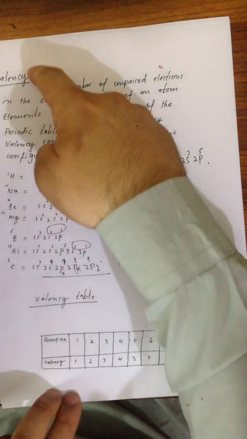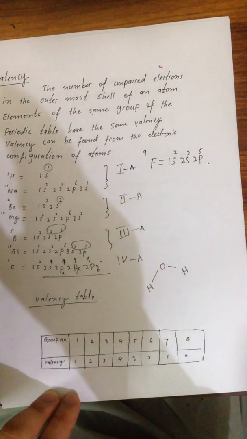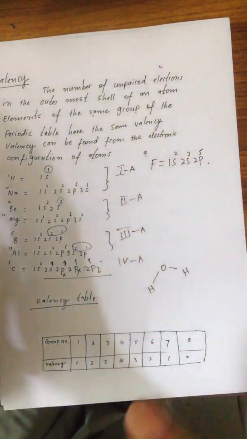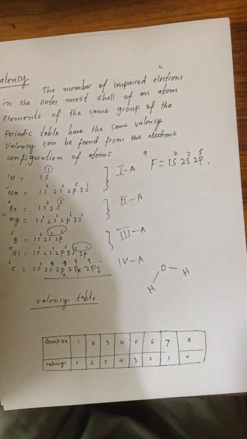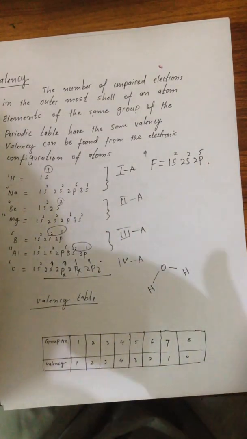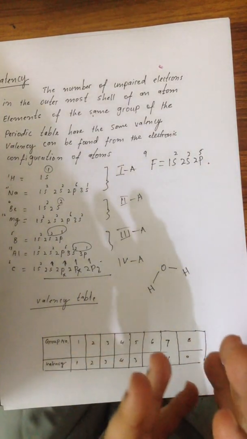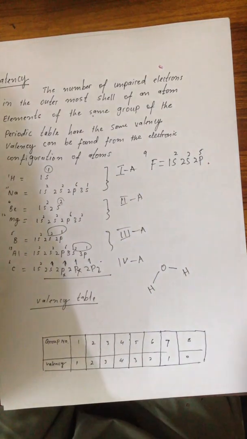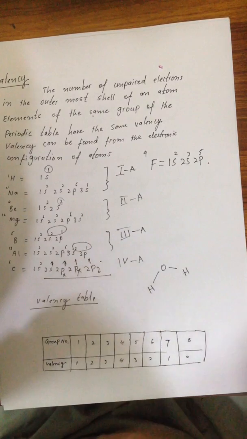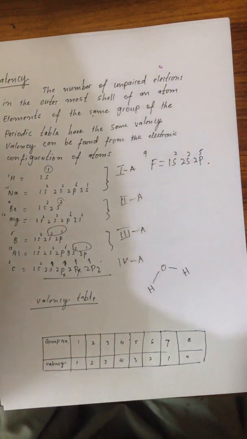So according to the concept of valency, carbon atom should form 2 bonds because it has 2 unpaired electrons in the outermost shell, but it forms 4 bonds. So we need another theory. We need a theory to explain the tetravalency of carbon atoms, the property of catenation found in carbon atoms. And this is explained on the basis of hybridization.